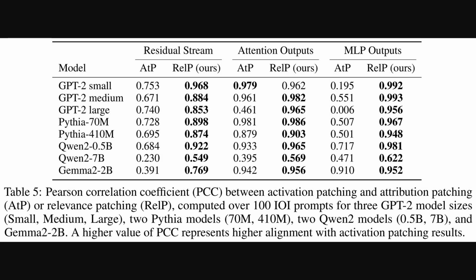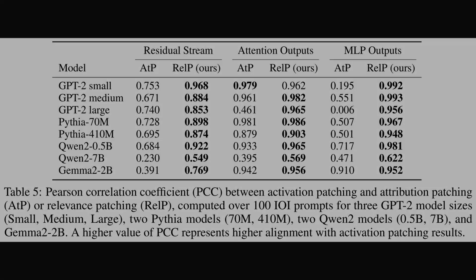So, the previous figure contrasted qualitative alignment. Table 5 reports the exact Pearson correlations with activation patching across components and model families. The table shows that relevance patching beats attribution patching in almost every cell, with the biggest gains for the residual stream and MLP outputs. GPT-2 Large illustrates the contrast, where attribution patching drops to 0.006 on MLP outputs, while relevance patching reaches 0.956. These numbers confirm that the LRP-based propagation produces far more faithful estimates at the same compute cost.